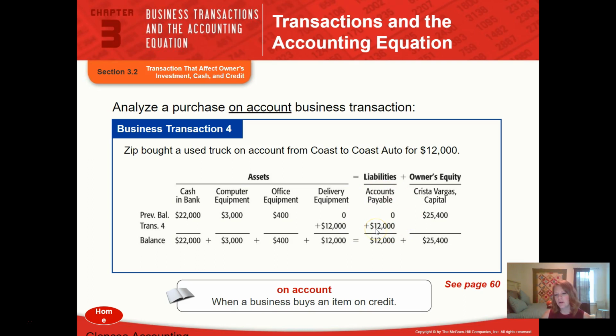So you'll see here that the delivery equipment increased and our accounts payable is going to increase. This is where a lot of people get mixed up, because they're like, well, why is this increasing? We still owe them money. As we pay that money down, so let's say we paid $1,000 in the next transaction, our cash and bank would decrease by $1,000 and our accounts payable would decrease, because it would show that we owe them less money. And I think that it gives you an example here.